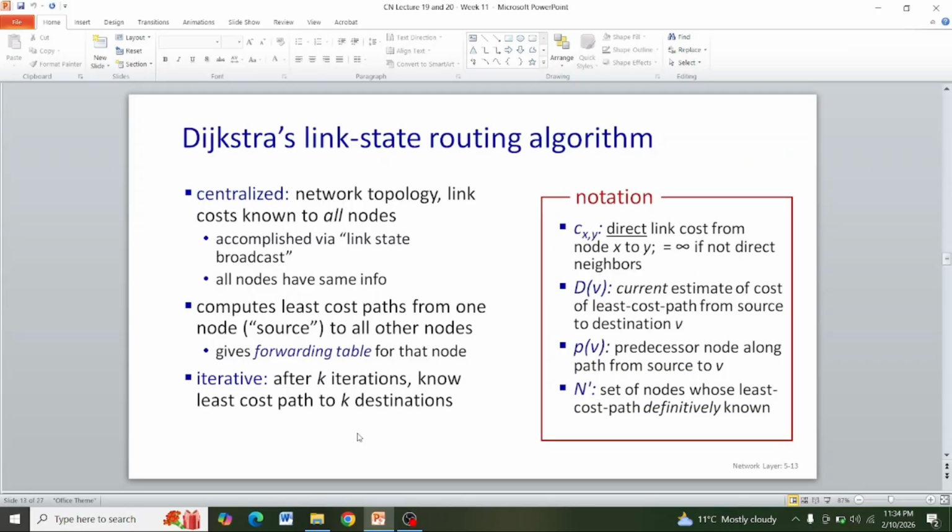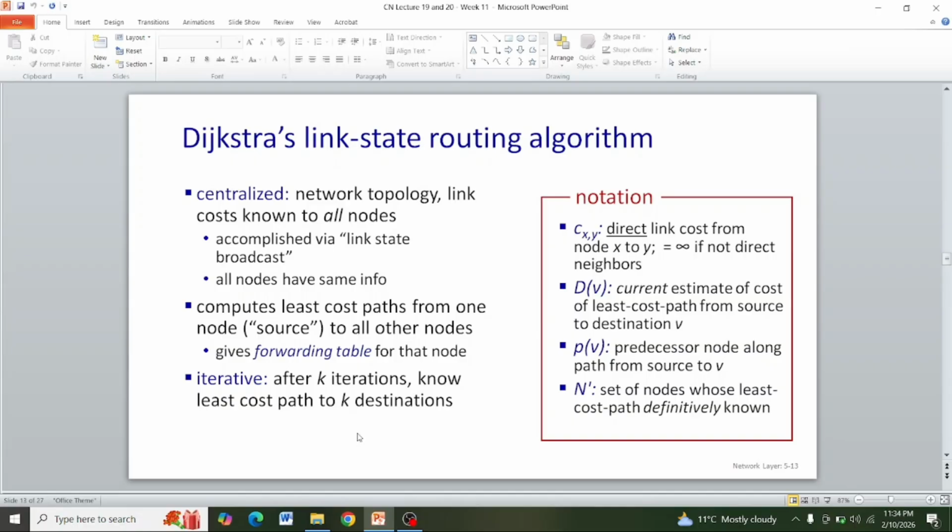Dijkstra's link state routing algorithm is centralized. It has network topology and link costs known to all nodes, that is established via link state. The cost of each link. All nodes have the same information.